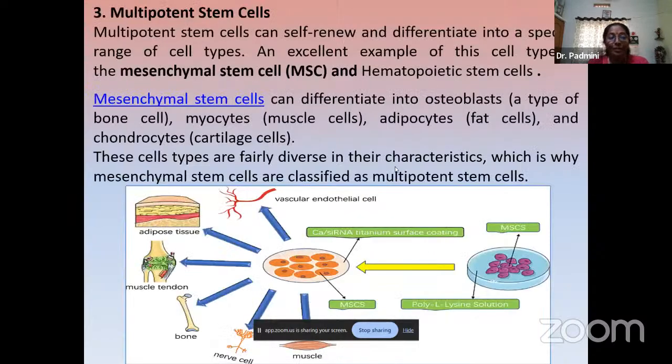Now, coming to multipotent stem cells. From totipotent to pluripotent, now we are going to talk about multipotent stem cells. Multipotent stem cells can self-renew and differentiate into a specific range of cell types. Excellent examples of this cell type are the mesenchymal stem cells and the hematopoietic stem cells. The mesenchymal stem cell can differentiate into osteoblasts, monocytes, adipocytes, and chondrocytes. These cell types are fairly diverse in their characteristics, which is why mesenchymal stem cells are classified as multipotent.